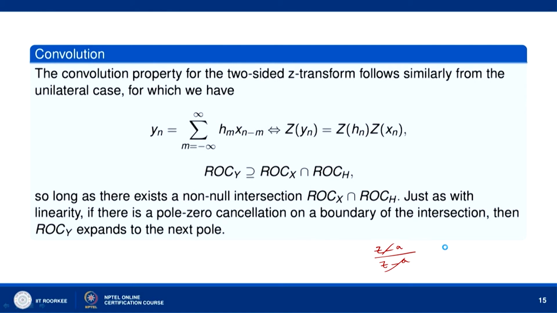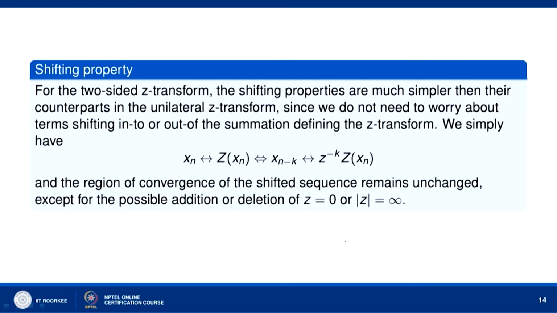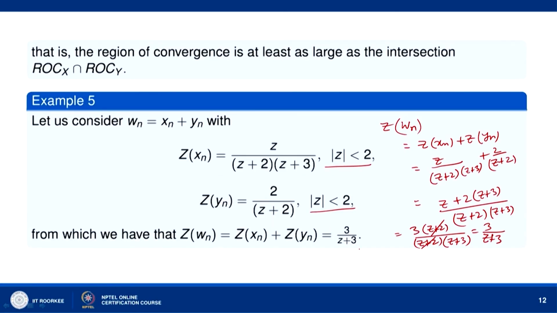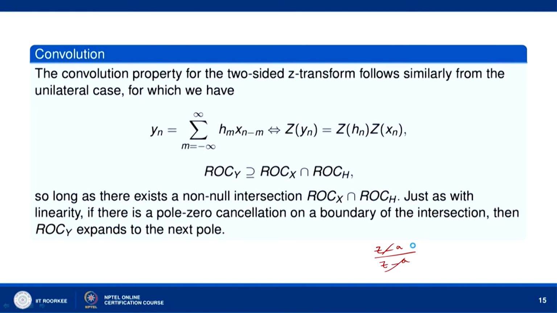So, if there is a pole-zero cancellation on a boundary of the intersection, then ROC Y expands to the next pole. Here, at the intersection of ROC X and ROC Y, it was the same: z such that mod of z is less than 2, and we cancelled this z plus 2 factor here. If such a situation occurs, then ROC Y expands to the next pole, as in the previous case.